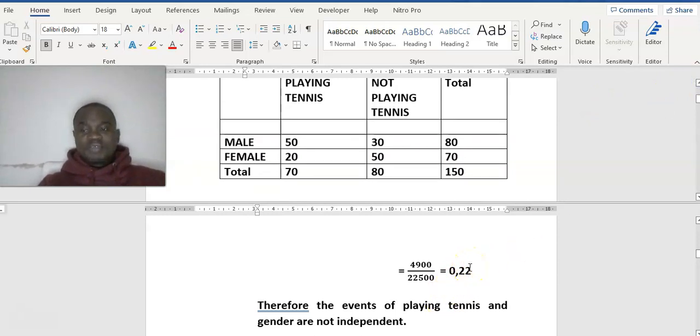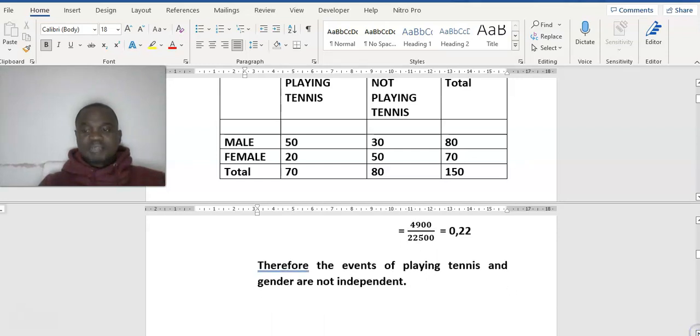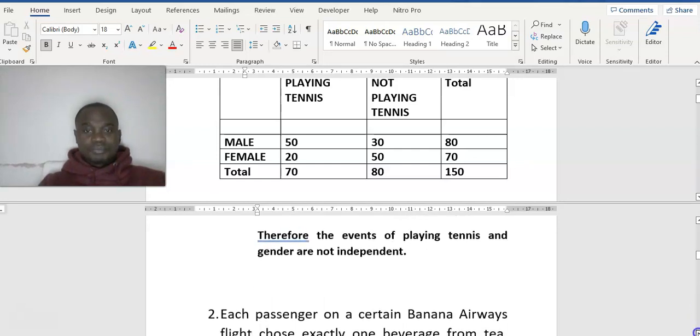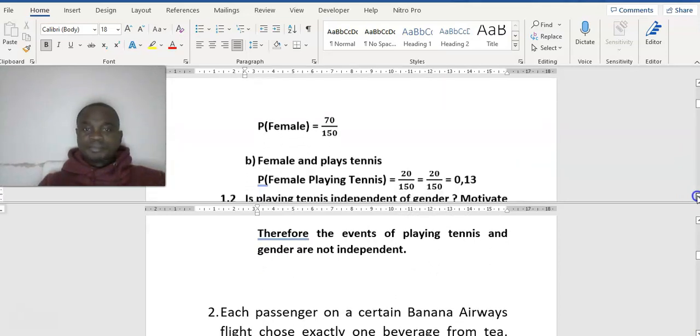They are not the same. They don't give us the same answer, so we cannot say they are independent. So therefore the events of playing tennis and gender are not independent, because they are not the same. Okay, let's move on to the next question.